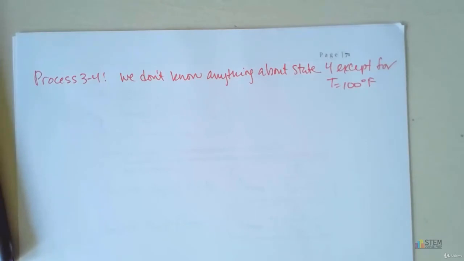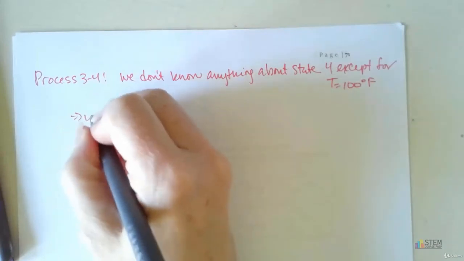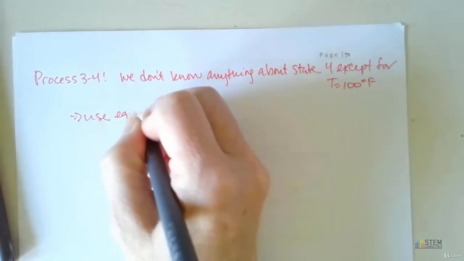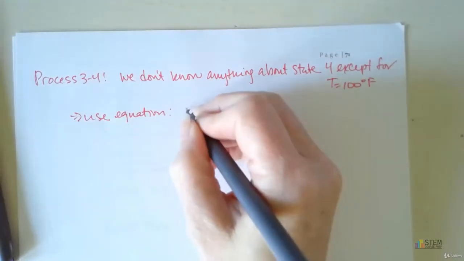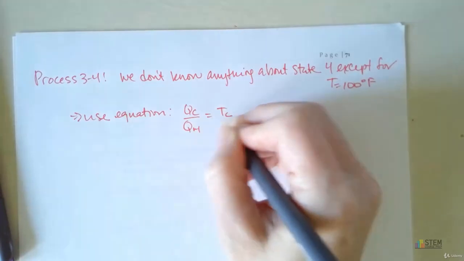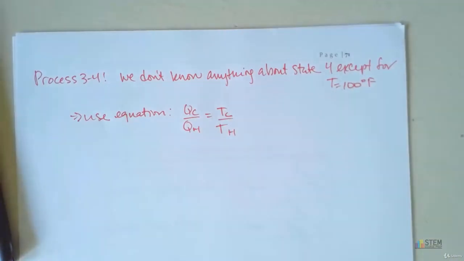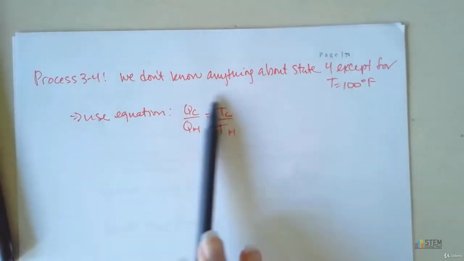Now, what we're going to do here is we're going to use an equation we talked about recently. We're going to use the equation QC over QH equals TC over TH. And you might ask, well, why are we using that? Where did that come from? When we talked about reversible cycles, we had this equation. Remember we said we had this relationship?